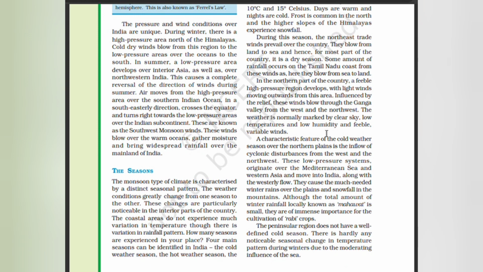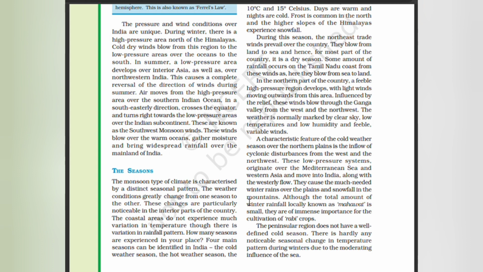A characteristic feature of the cold weather season over the northern plains is the inflow of cyclonic disturbances from the west and the northwest. These low pressure systems originate over the Mediterranean Sea and Western Asia and move into India along with the westerly flow. They cause the much needed winter rains over the plains and snowfall in the mountains.